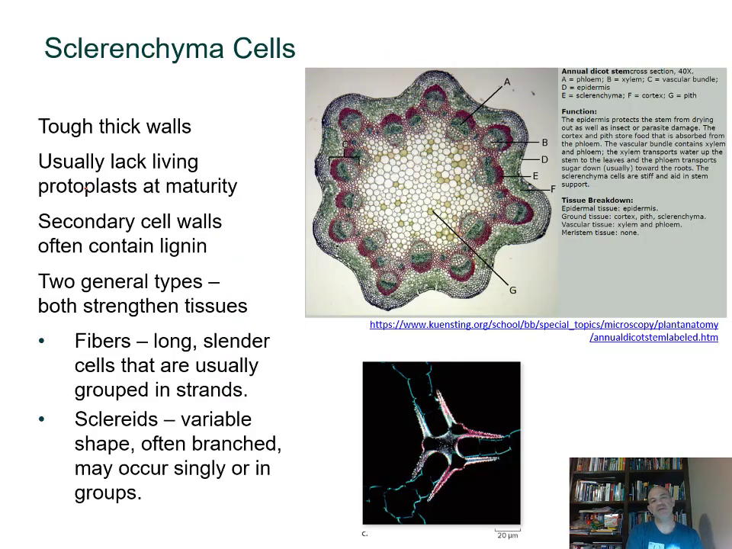And then we have sclerenchyma, and this one here lacks living protoplasm. So here the cell's dead at maturity, and the key thing here is that they're going to have a secondary cell wall. The cell wall is thicker, so it's secondary. And there's going to be 2 general types and both are strengthening tissues. They include fibers and sclerids. And the image your textbook provides for you is that of sclerids, which is down here.